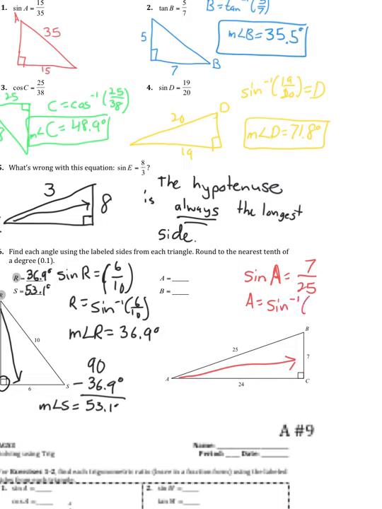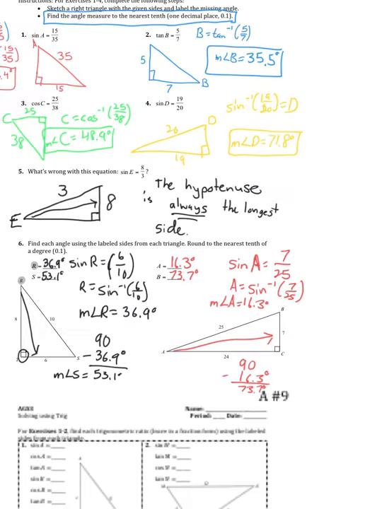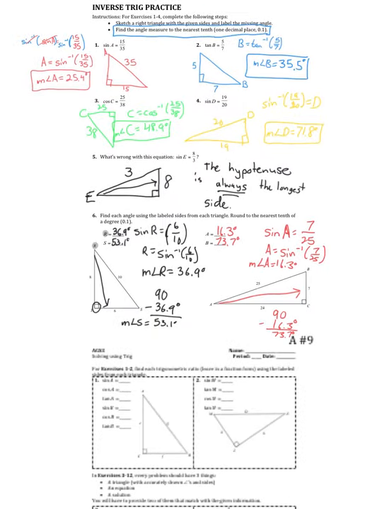So I'm just going to say sine inverse of 7/25. And it turns out the measure of angle A is 16.3 degrees. And then if I did 90 minus 16.3 degrees, I end up getting 73.7 degrees for angle B. All right, and that's what problem 6 looks like there.